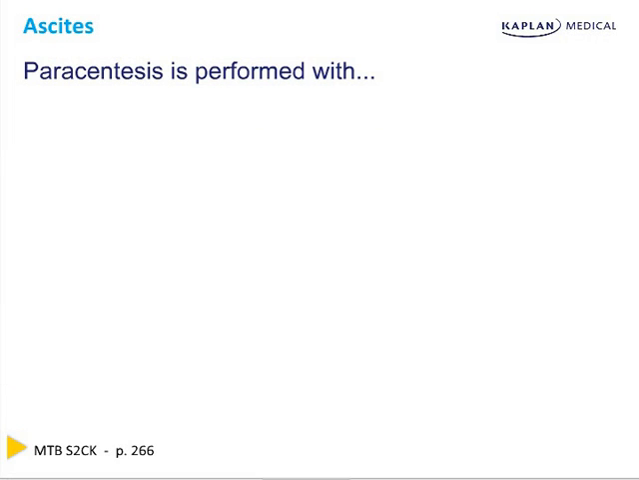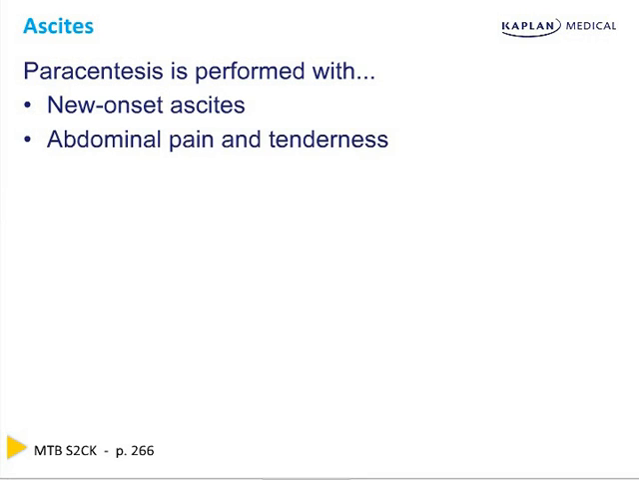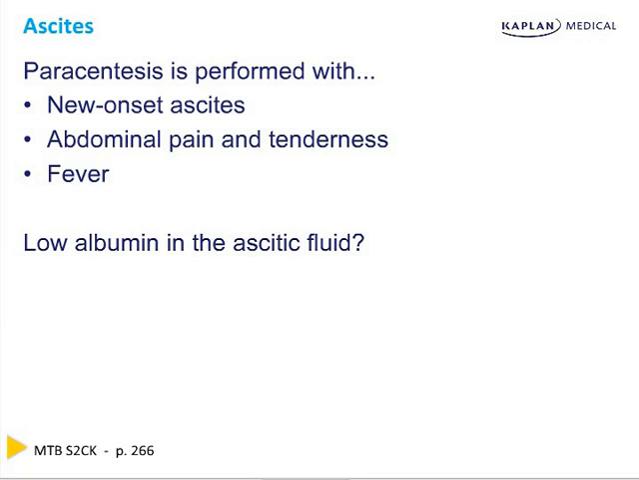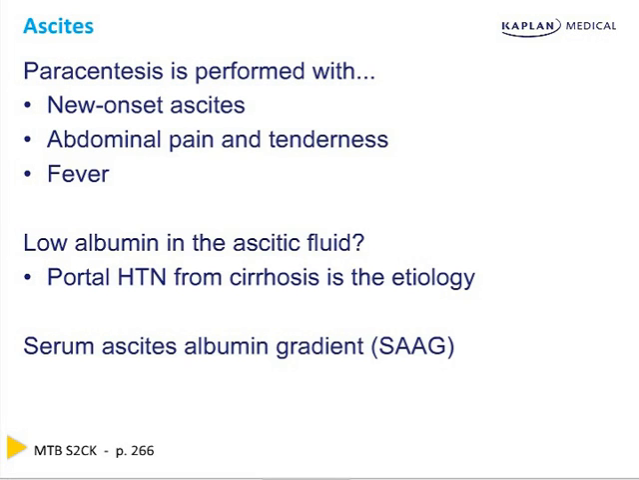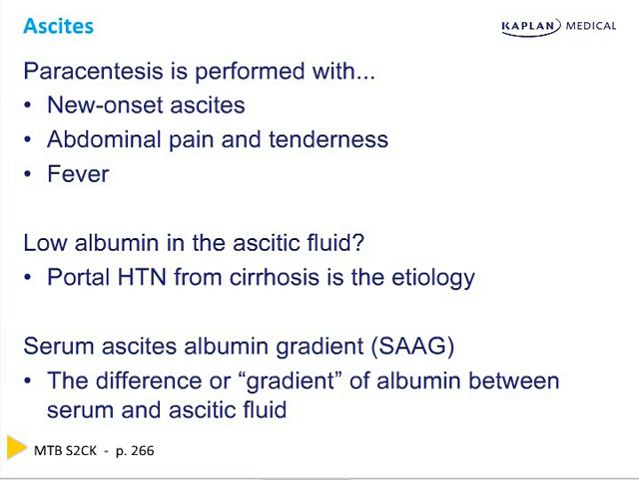An abdominal paracentesis is performed with new onset of ascites, abdominal pain and tenderness accompanied by fever. Does your patient have low albumin in the ascitic fluid? If so, he has portal hypertension from cirrhosis as the etiology of the ascites. But how can you be 100% sure? Well, you should calculate a serum ascites albumin gradient, or the SAAG ratio. This is the difference or gradient of albumin between the serum and ascitic fluid.